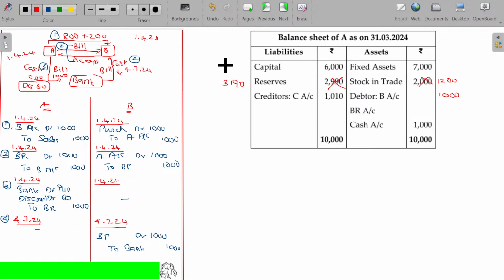Is that clear? 7,000, 1,010. This becomes 10,200. 7,000, 1,000. These things remain the same. 10,200. Of course, the balance sheet is not required. Only to make you understand one concept, I am guiding you here.